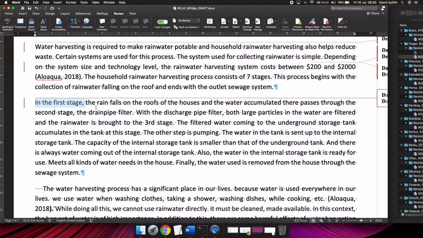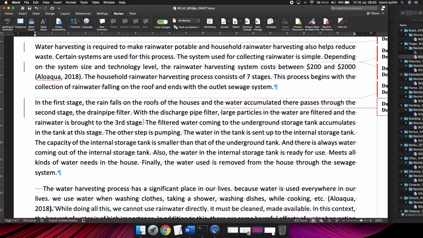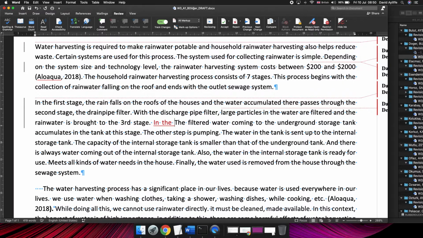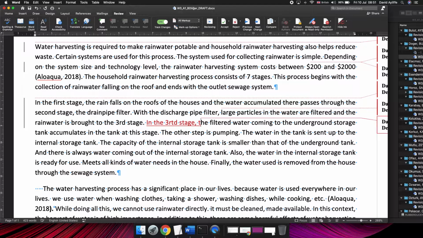In the first stage, comma, well done, the rain falls on the roofs and water accumulated there passes through the second stage, the drain pipe filter. Very nice. With the discharge pipe filter, both large particles in the water are filtered. Both. So large particles is one of them. What's the other one? Large particles in the water are filtered and the rainwater is brought to the third stage. In the third stage, the filtered water is coming to the underground storage tank.